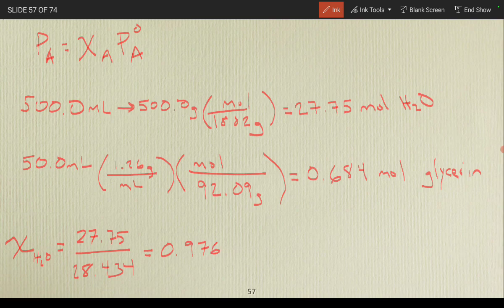And that makes sense. Remember, mole fraction has to be between 0 and 1. And since the vast majority of the solution is going to be that water, it makes sense that this value is pretty close to 1. But then for the vapor pressure, we'll take that mole fraction, 0.976, multiply it by the initial, or the pure vapor pressure, 23.8 torr. And we're going to see in this case, the vapor pressure is going to drop slightly to 23.2 torr.